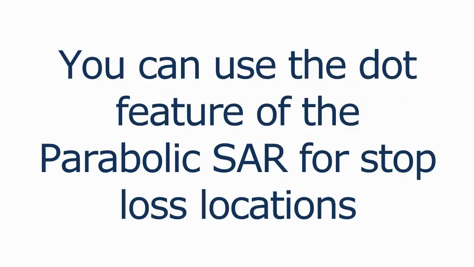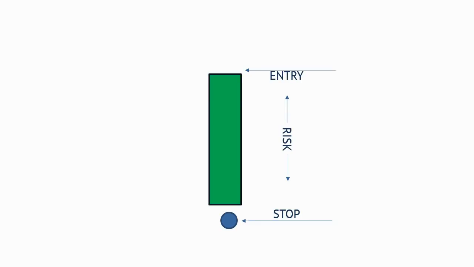And as part of your strategy, you can use the dot feature of the SAR for stop loss locations. You calculate the distance from your entry to the dot, calculate your trading risk and your position size, and you just place your stop loss in that location.